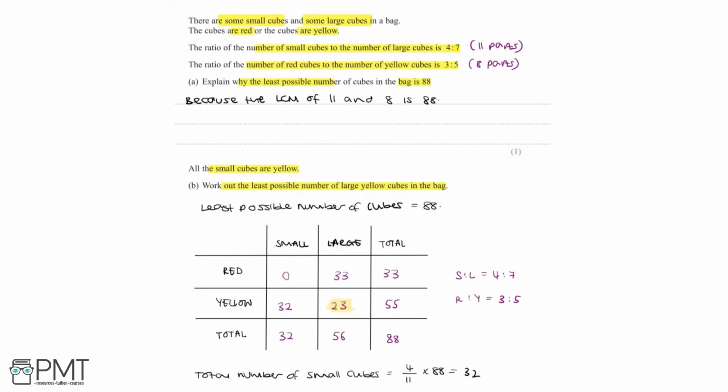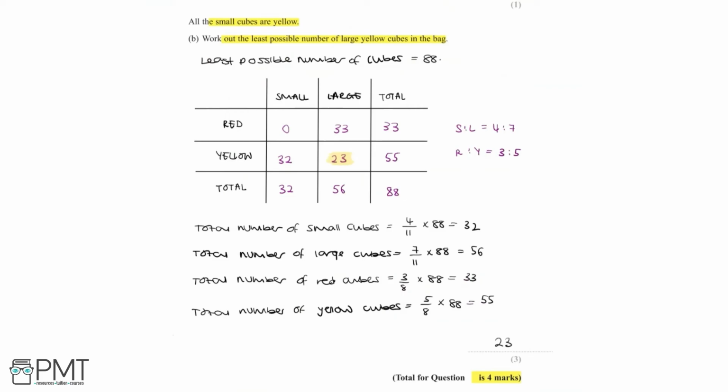Now this question is worth 4 marks. We get the first mark for saying that the least possible number of cubes in the bag is equal to 88 because the lowest common multiple of 11 and 8 is equal to 88. We get the second mark for drawing a two-way table which can help us to represent the information given to us. We get the third mark for finding the total number of small cubes, large cubes, red cubes and yellow cubes. And we get the fourth and final mark for using the information we found in order to find that the least possible number of large yellow cubes in the bag is equal to 23, allowing us to get the full 4 marks needed in this question.